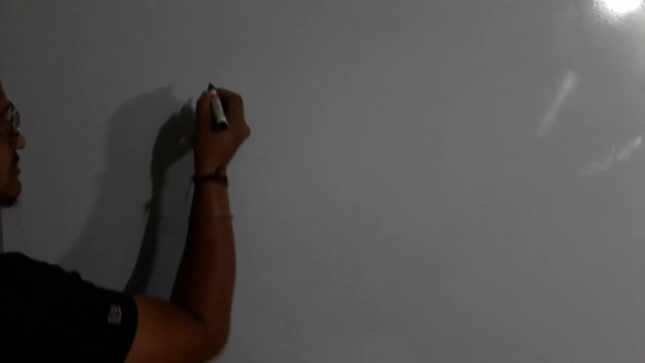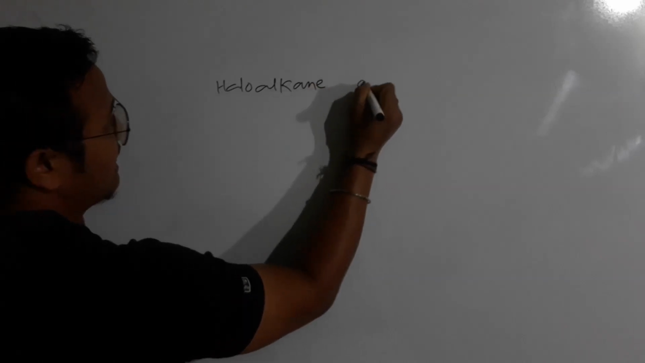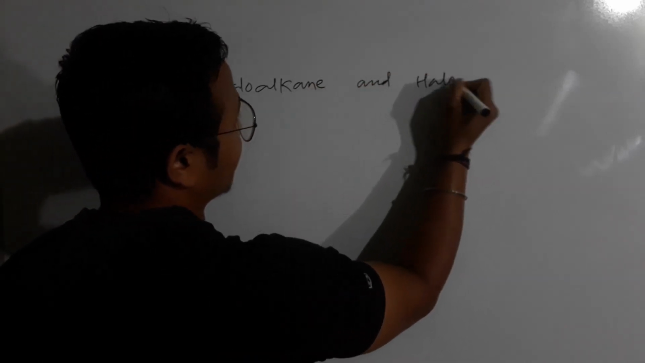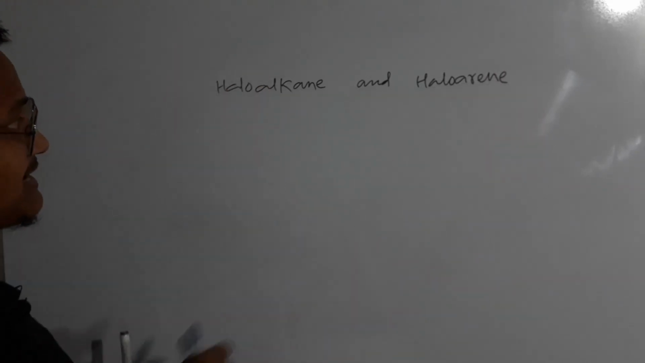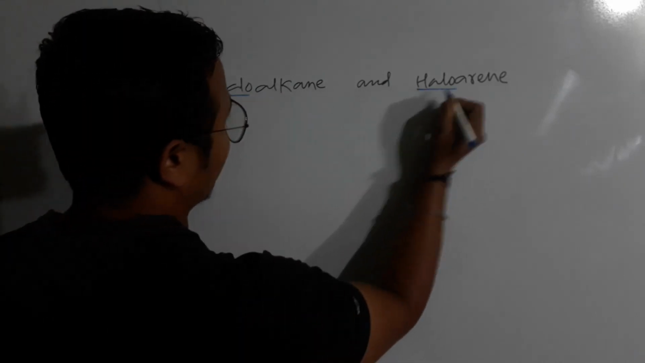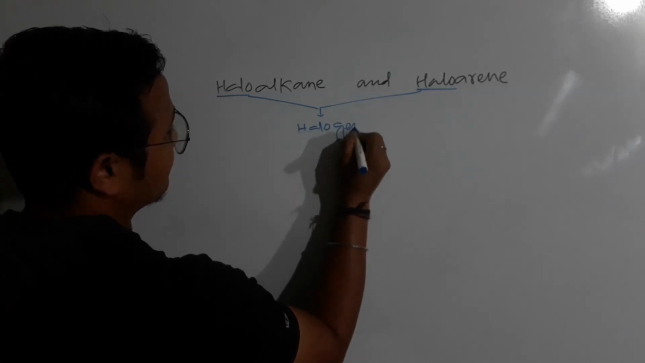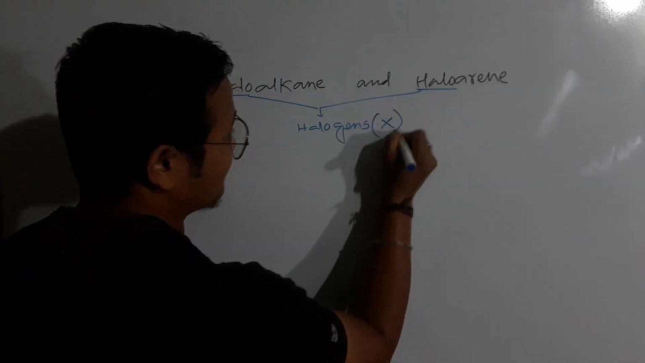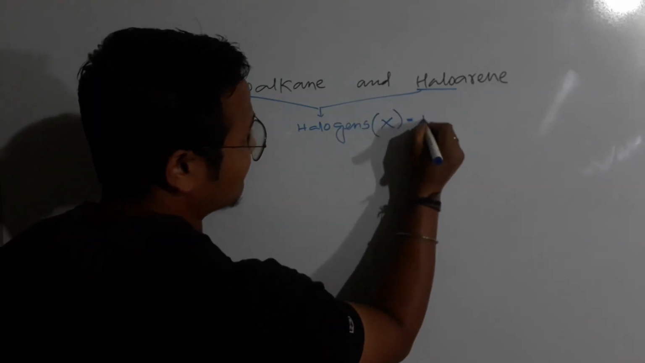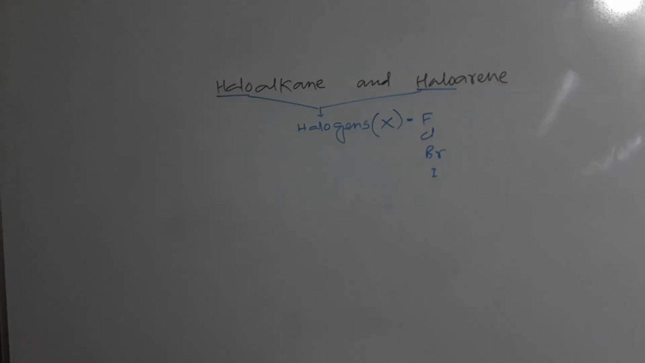Now let us become familiar with the terms haloalkane and haloarene first. Look, in both cases the term halo comes from halogens. In this unit, we will generally denote the halogen as X, which means F, Cl, Br, or I: fluorine, chlorine, bromine, or iodine.